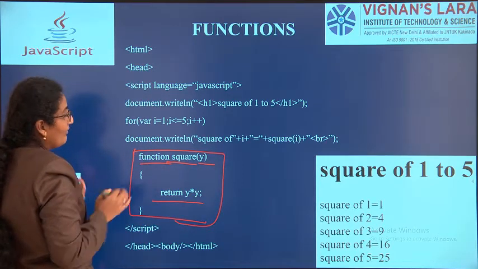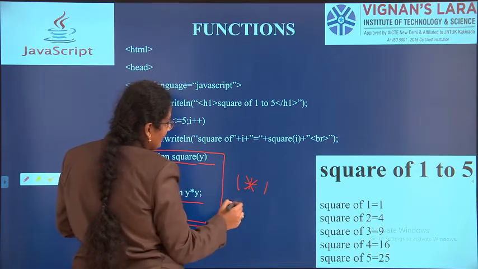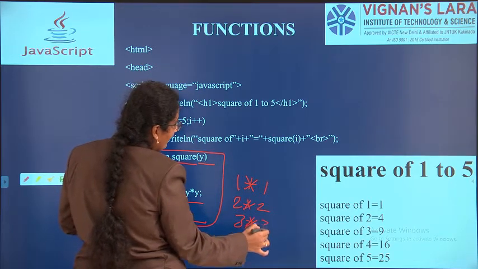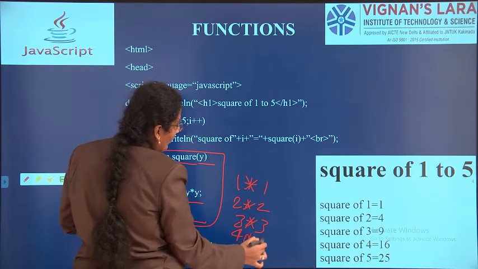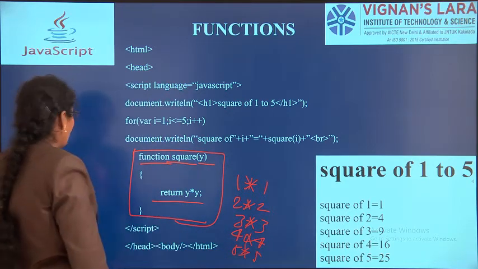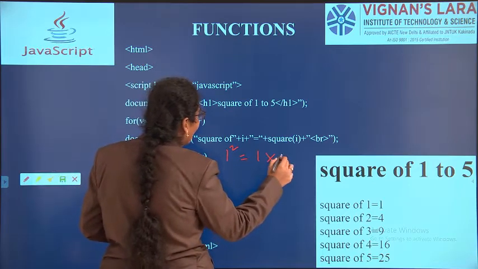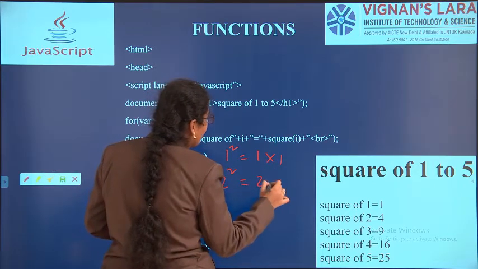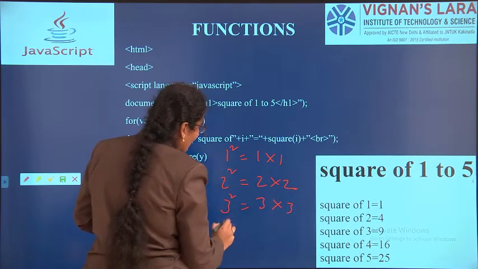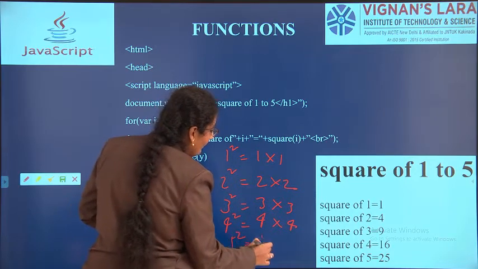What I want is to find the square of everything: 1 into 1, 2 into 2, 3 into 3, 4 into 4, 5 into 5. Why am I performing multiplication like this? 1 square is nothing but 1 into 1. Obviously 2 square, 2 into 2. 3 square, 3 into 3. 4 square, 4 into 4. 5 square, 5 into 5.